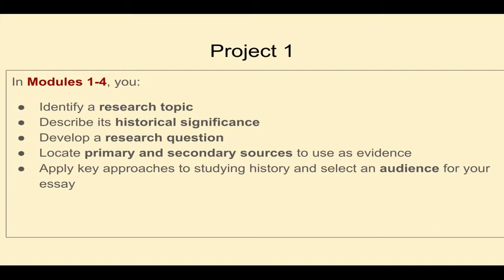So in modules 1 through 4, you identified your research topic. Many of you picked some of the topics that were listed in the course, or you could have come up with your own topic that's of interest to you. You then are going on and describing its historical significance. So this, for your writing plan, should be developed into about a paragraph. So what is your topic? Why is it important? Why do we study it? Why would we want to learn more about it?